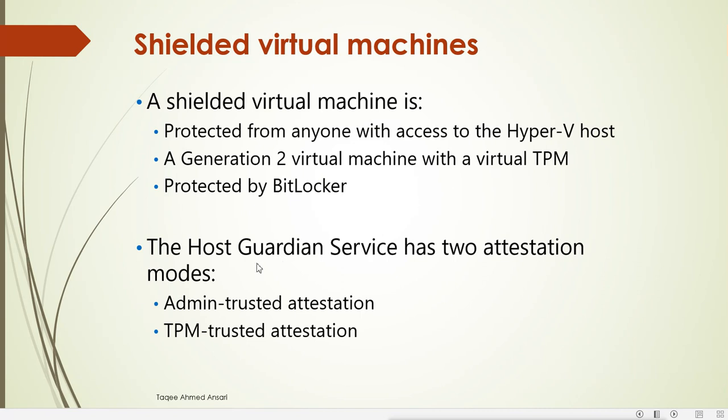Then the host guardian service has attestation modes. The host guardian service is also there, which is guarding the host that is hosting the virtual machines. Admin-trusted attestation and TPM-trusted attestation, these are the two modes it has. Admin-trusted attestation is to guard the host, and then with TPM-trusted, it will install the certificate on the TPM chip to protect our virtual machine or real machine or physical host.